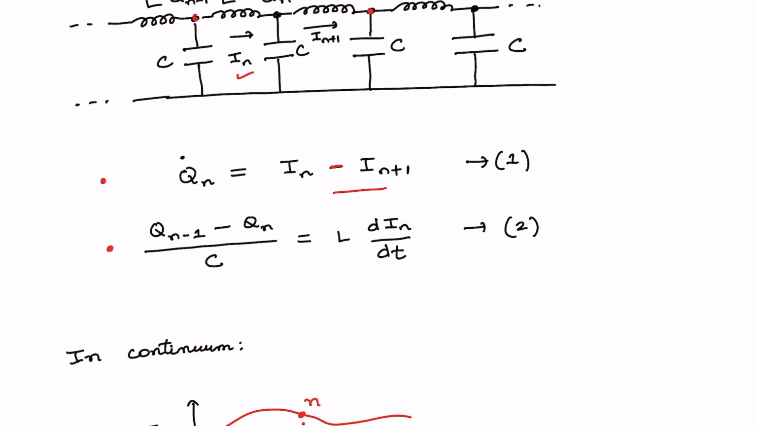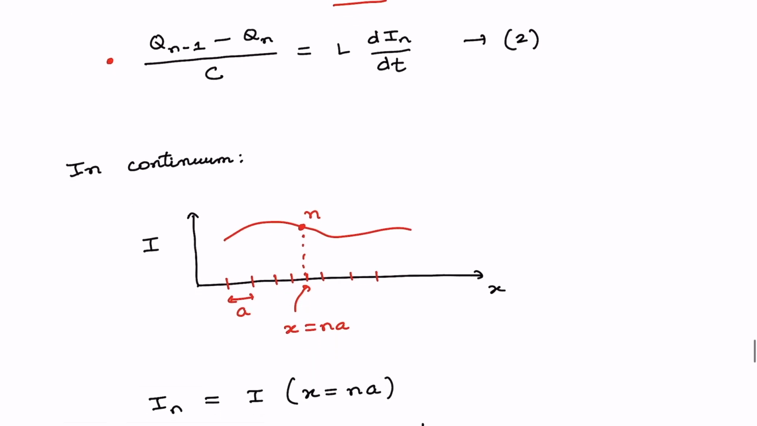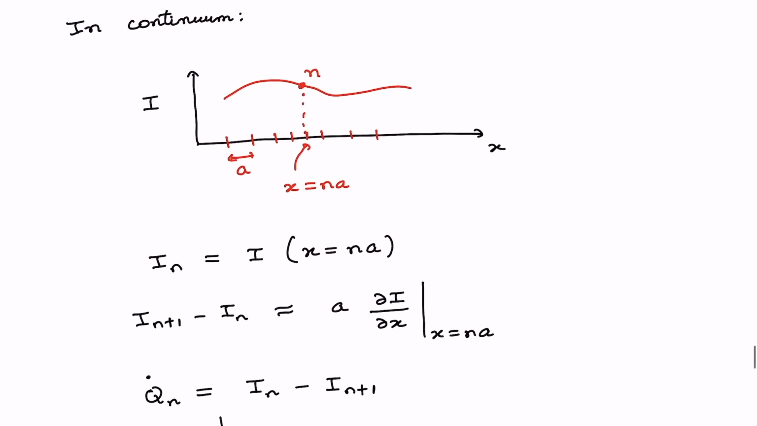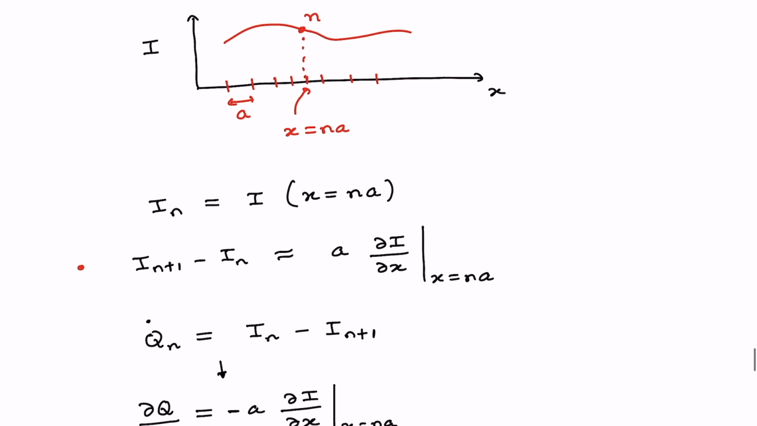Now if we decrease this length a, if a tends to 0, then we will go into the continuum domain, and in the continuum domain we are going to have a current like this. And as you can see, suppose at the nth point, which is distance x is equal to na, the current In, I can write it as I at x is equal to na, and in the continuum limit when a tends to 0, I can write I(n+1) minus In is equal to a dI/dx, delta I delta x.